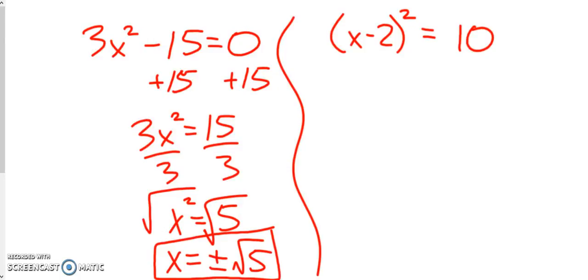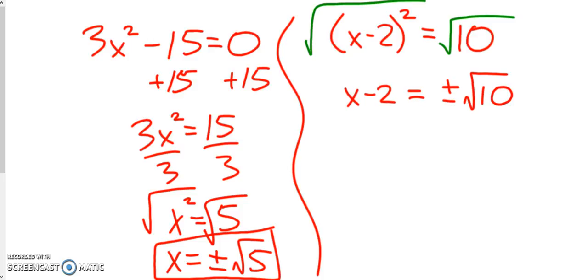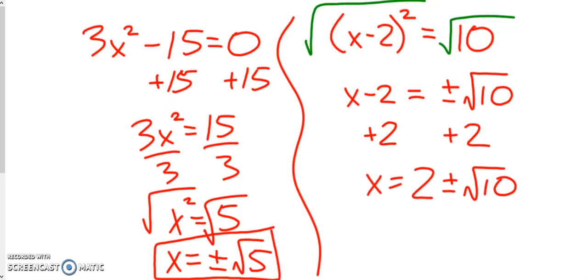So I take the square root of this, I take the square root of that. When I take the square root of something squared, that square root and squared cancel, and I just get x minus 2. And then this would be plus or minus the square root of 10. Then all I have to do to get x by itself is get rid of the minus 2. I add 2 to both sides, and I get x equals 2 plus or minus the square root of 10. Or I could write plus or minus the square root of 10 plus 2 if I wanted. Both would be mathematically correct.